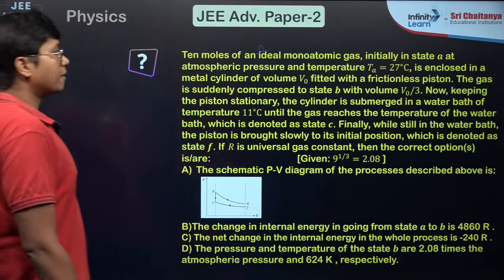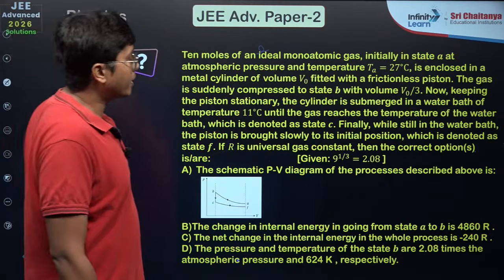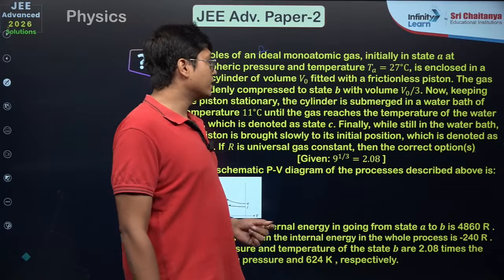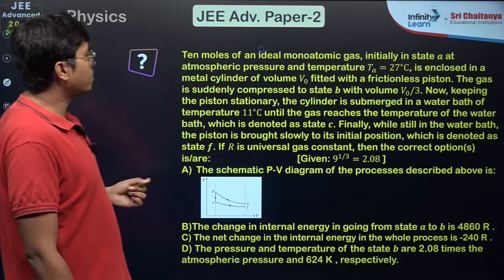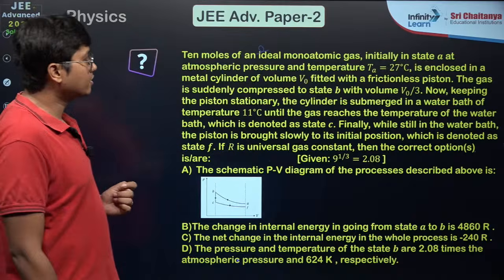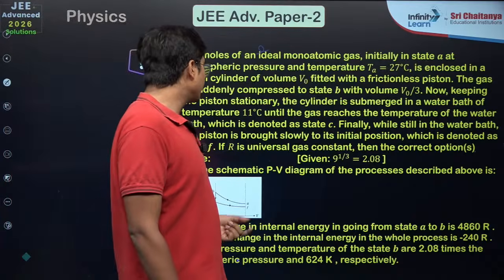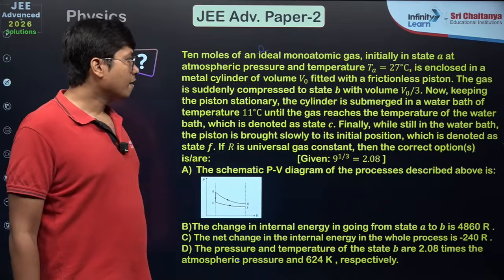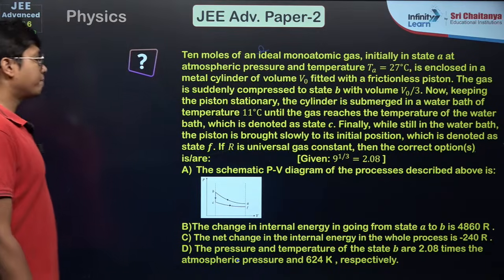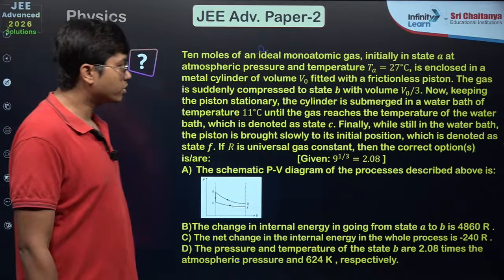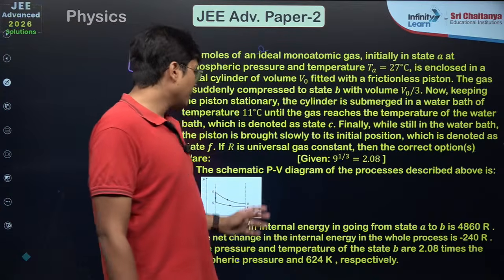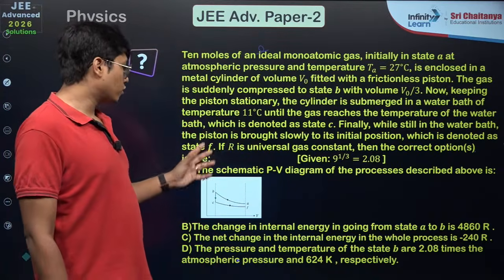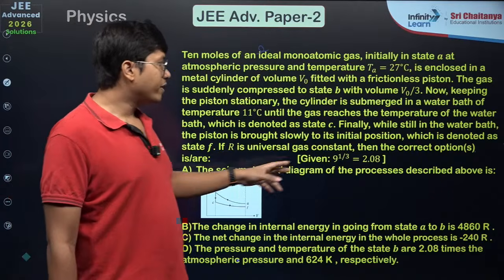The gas is suddenly compressed to a state B with a volume V0 by 3. Keeping the piston stationary, the cylinder is submerged in a water bath of temperature 11 degrees Celsius until the gas reaches the temperature of the water bath, which is denoted as state C. Finally, while still in the water bath, the piston is brought slowly to its initial position, which is denoted as state F. If R is the universal gas constant, which are the correct options? Schematic PV diagram over here.